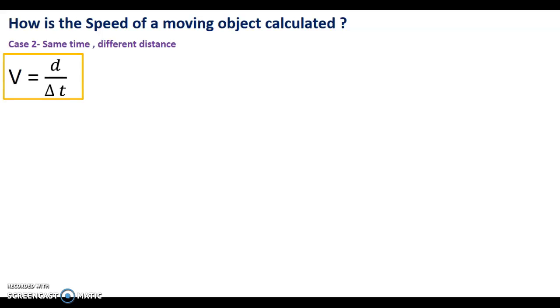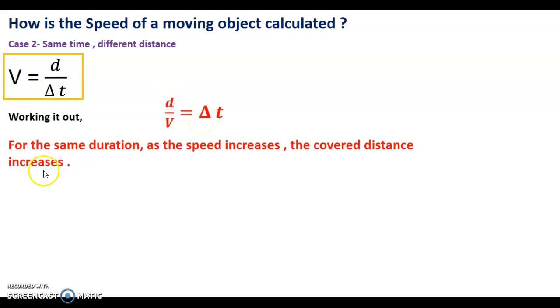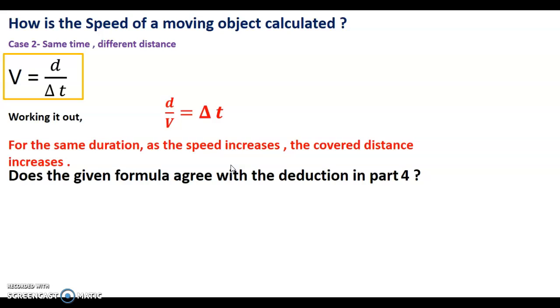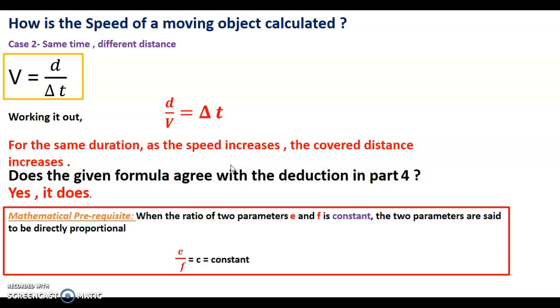Now concerning the formula V equal d over delta t, working it out, we can say that V is like V over 1. So d over V is equal to delta t over 1. So it's delta t equal d over V. For the same duration, as the speed increases, the covered distance increases. And does this given formula agree with the deduction in part 4? Let's check it. Yes, it does.